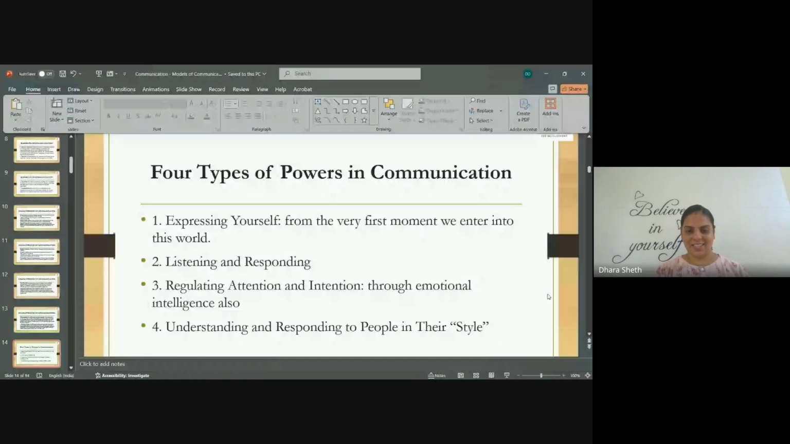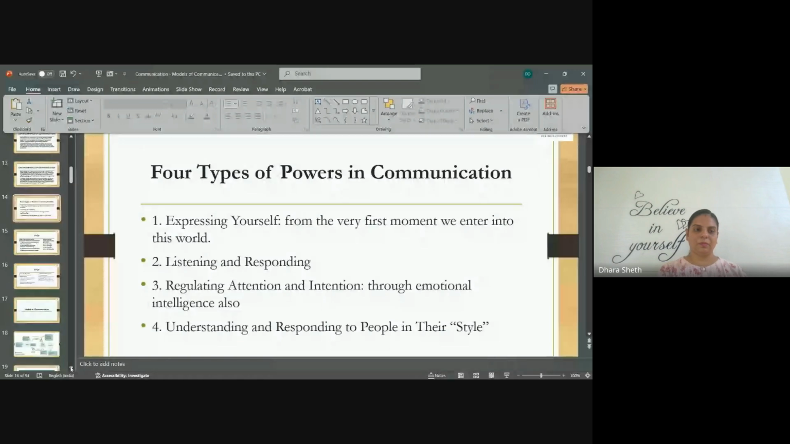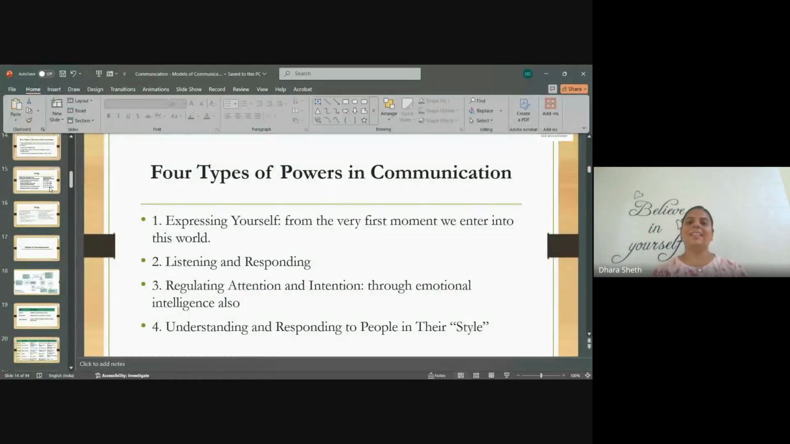The fourth is understanding and responding to people in their style, mirroring, understanding the level of the other person and explaining things to them at their level. These are the powers of communication. Okay, so these are the basics.